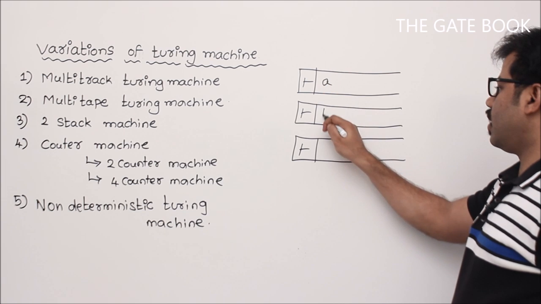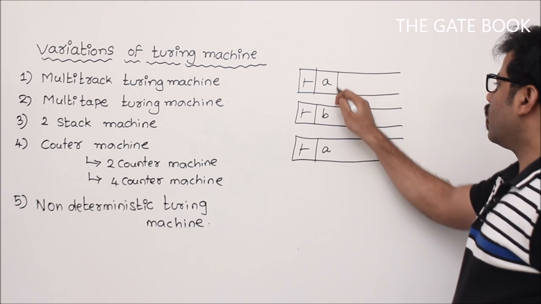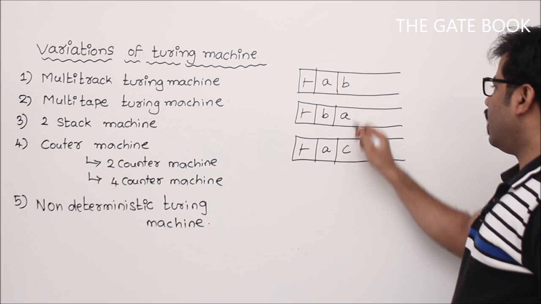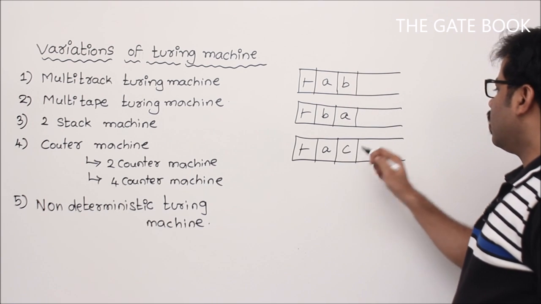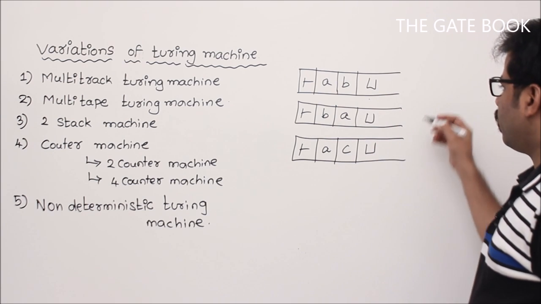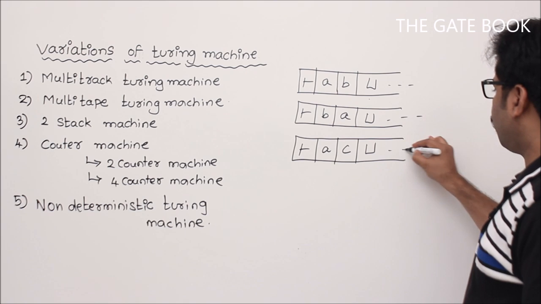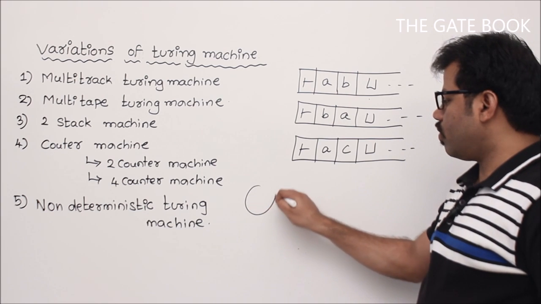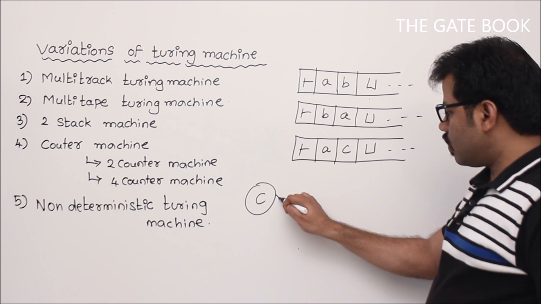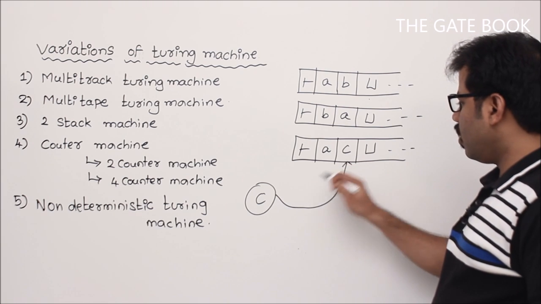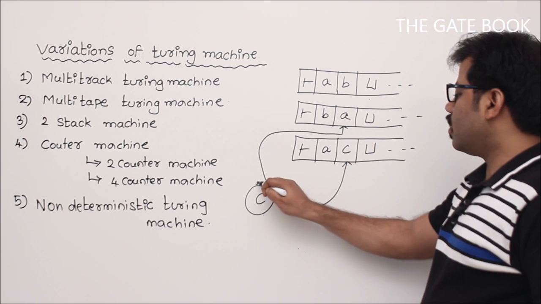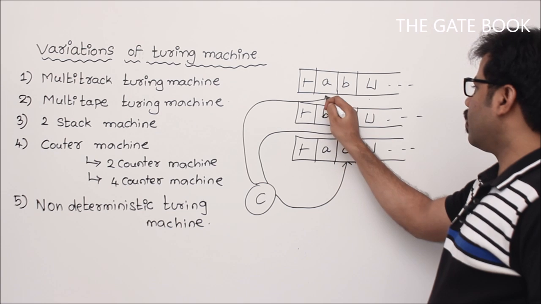You have some configuration like this: A, B, A. So B something A, something C. Initially it is loaded like this. Something, blank symbol, blank symbol, blank symbol. So infinite tapes. You have three controls now in multi-tape Turing machine. So there will be three controls. One control is pointing to tape 1, second control is pointing to another tape anywhere, third control is pointing somewhere here, let's say that way.